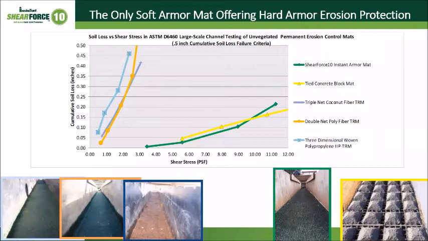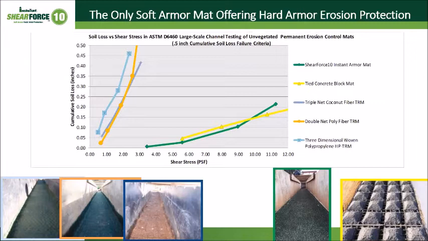Looking at the results of that test on our product versus some of the other conventional TRMs, as well as a tied concrete block mat. If you look at this chart here, what you're looking at is soil loss on the y-axis versus applied shear stress at different levels on the x-axis. And the three graph lines you see to the left there: the purple line is a triple net coconut fiber TRM. The orange line is a double net polyfiber turf reinforcement mat. And then the light blue line is a three-dimensional woven high-performance turf reinforcement mat.